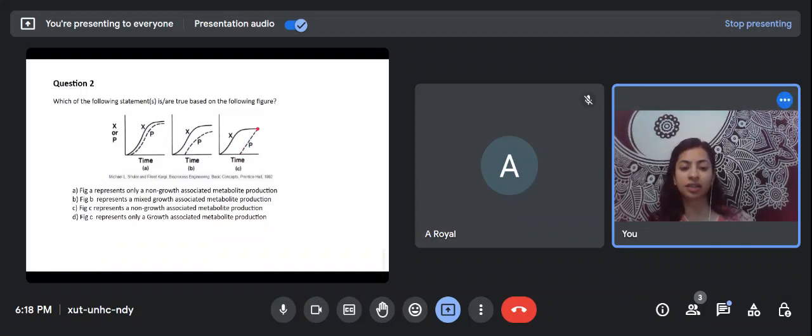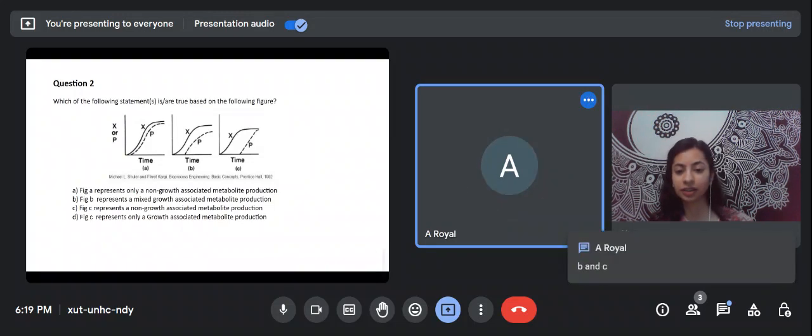So C, as you can see, is a graph that is showing a non-growth associated metabolite production. And graph A is a growth associated metabolite production. So you can see as the growth of the biomass is increasing, the product, the metabolite, is also increasing, right? So now that I've explained this to you, what do you think the answer is? Which of them are true?